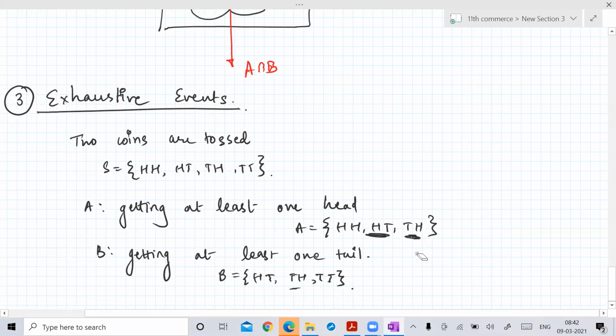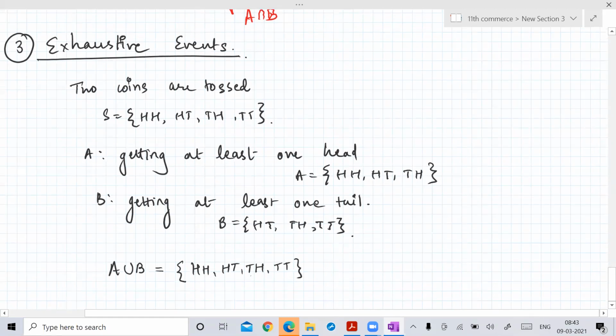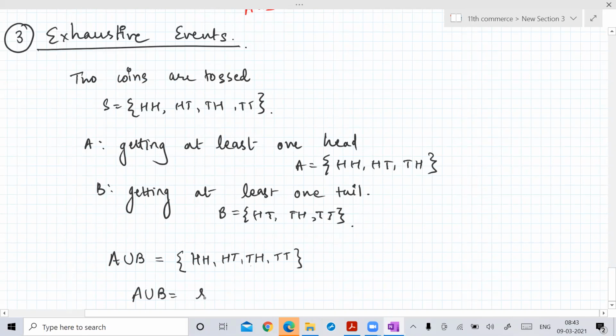Okay, now consider A union B. Let's find out A union B for these two cases. What would be A union B? Tell me fast. It is the complete sample space: HH, HT, TH, TT. All elements of A should come, all elements of B should come, but elements should not be repeated. So A union B is the sample space.